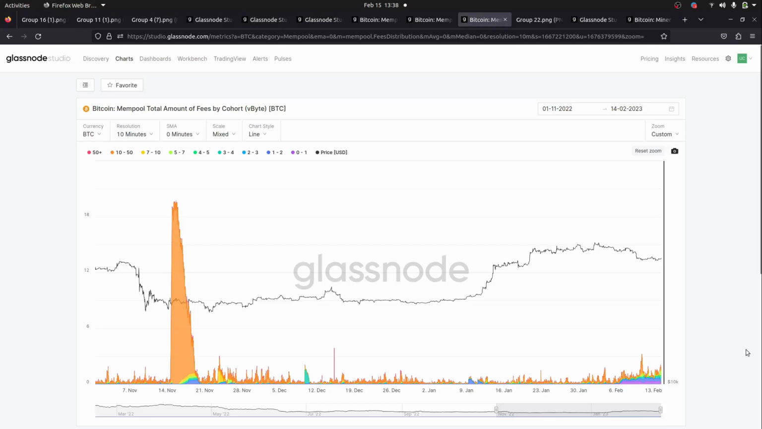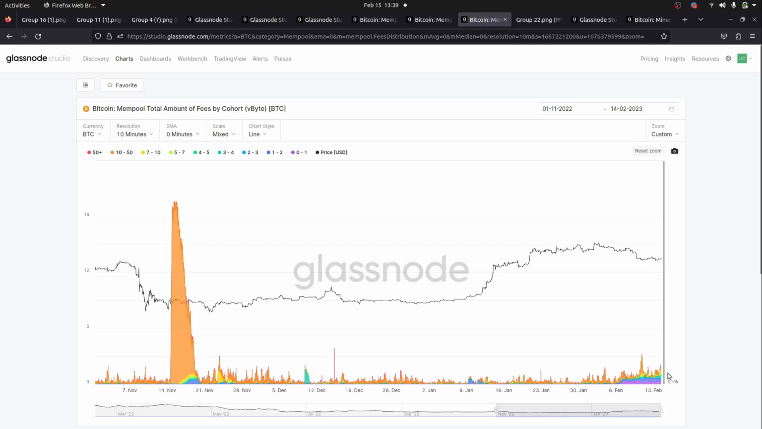Look at the post, this is again, post FTX. The amount of fee in terms of BTC. So up here, we're talking about over 18 Bitcoin in fees, right? Remember, the block reward is 6.25 per block. This is on a 10-minute time frame, by the way. So we're seeing 18 BTC in fees during that FTX, but note how quickly it decayed. Here we are at the moment, we're barely getting up above about 2 BTC in terms of fees.